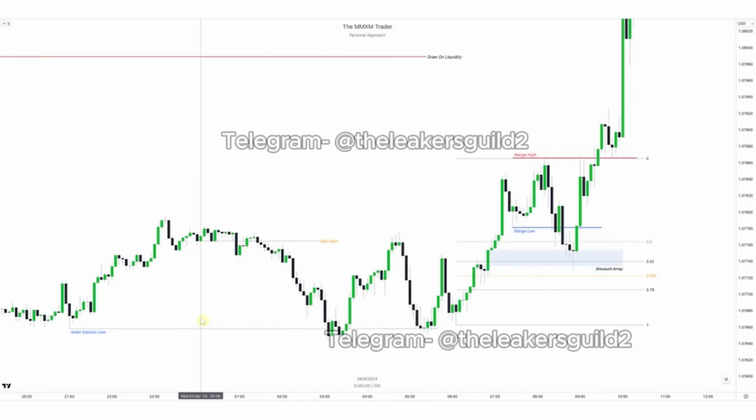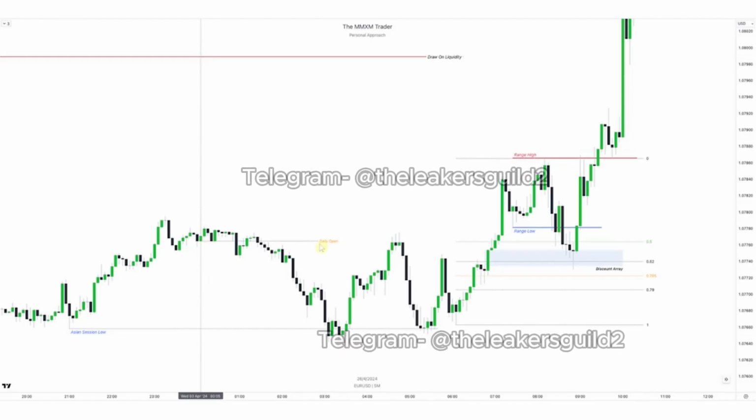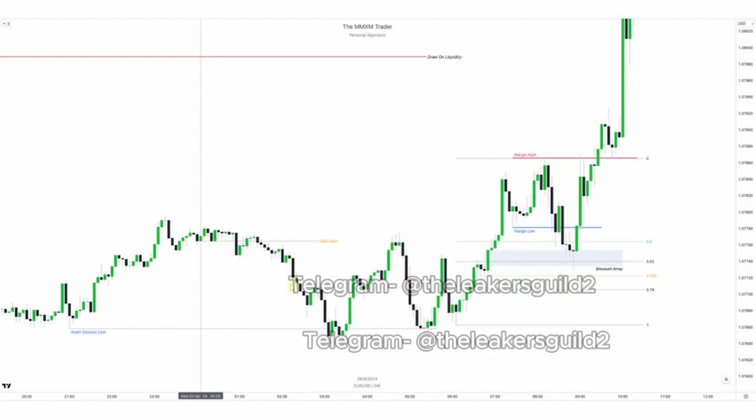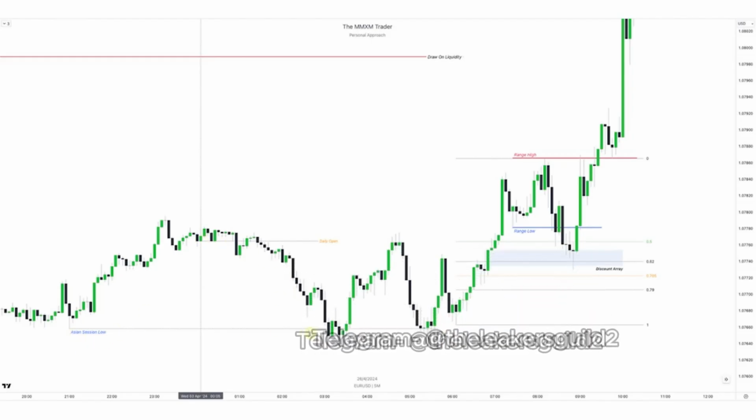So New York midnight open, always draw out your midnight open line, the daily open line, right? We can see London session trading into Asia session lows. So we're removing the sell stops from down here. So that is already gone, right? So there can be buy stops above this range high. We can see prices slowly moving up.